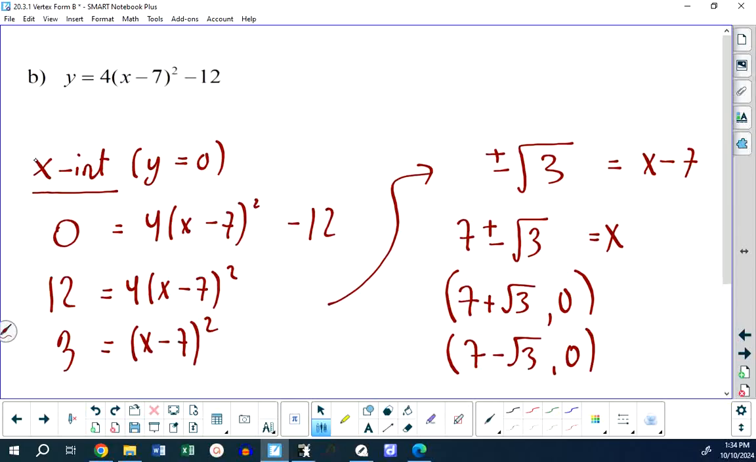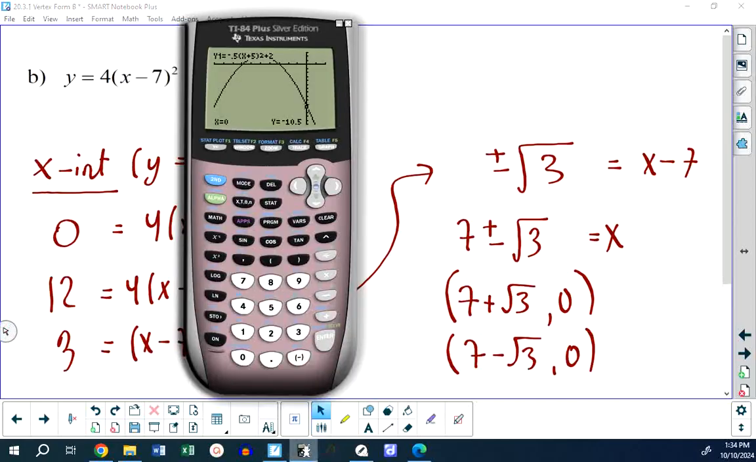And if you want, on your own time, you can plot this in your graphing calculator and poke around and see that those numbers are right. If you did want to know what the decimal approximations of these x-intercepts are, you could certainly go 7 plus root 3 and 7 minus root 3. They will be at approximately 5.3 and 8.7 on the x-axis. Those are the x-intercepts approximately.